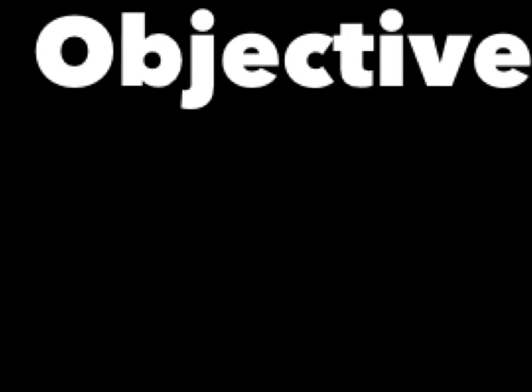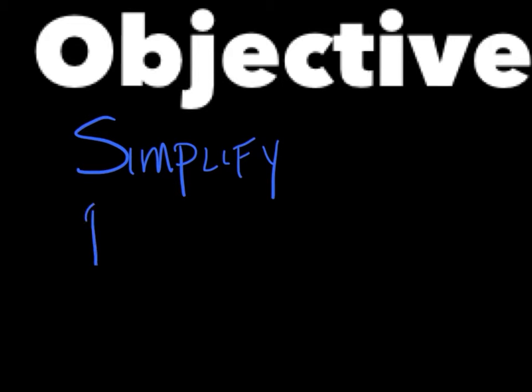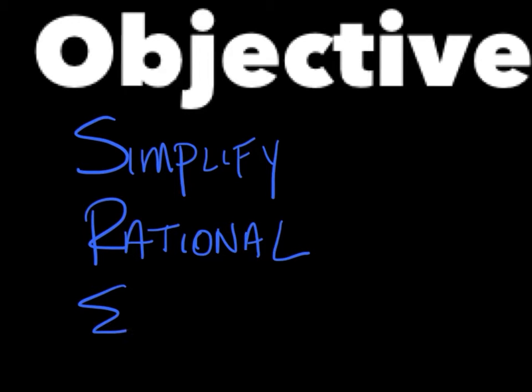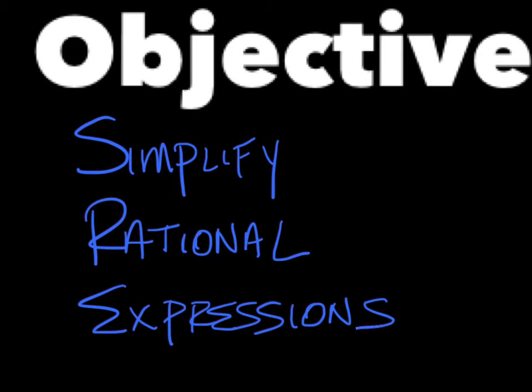The objective today is to still simplify rational expressions. This is not the second day of this. This is more like the third or the fourth, because we stopped in the middle of it to review factoring quadratic expressions where a is not equal to 1.